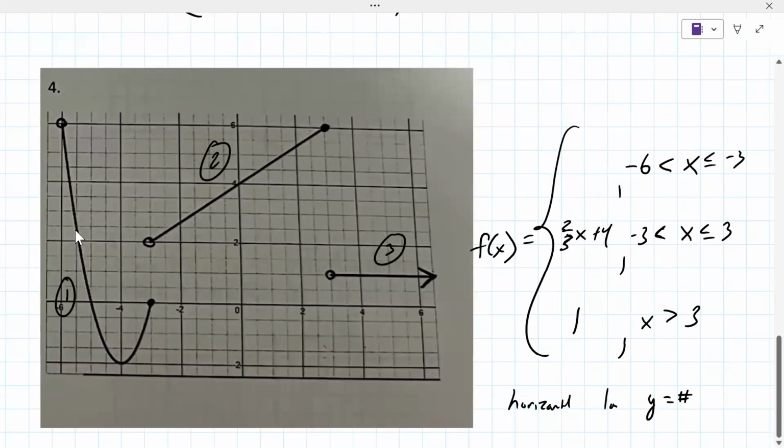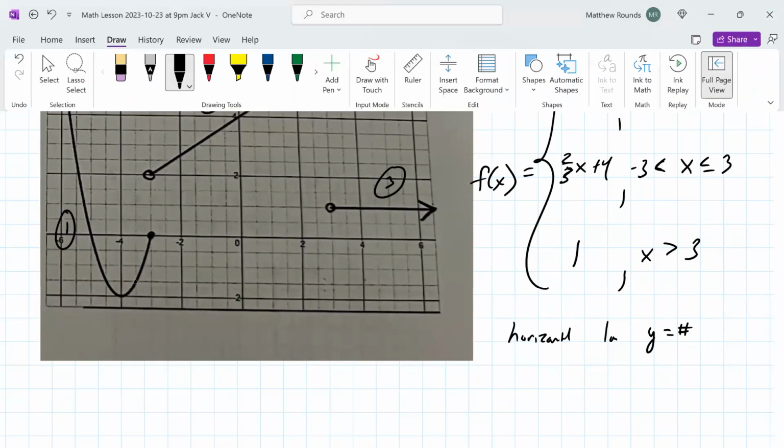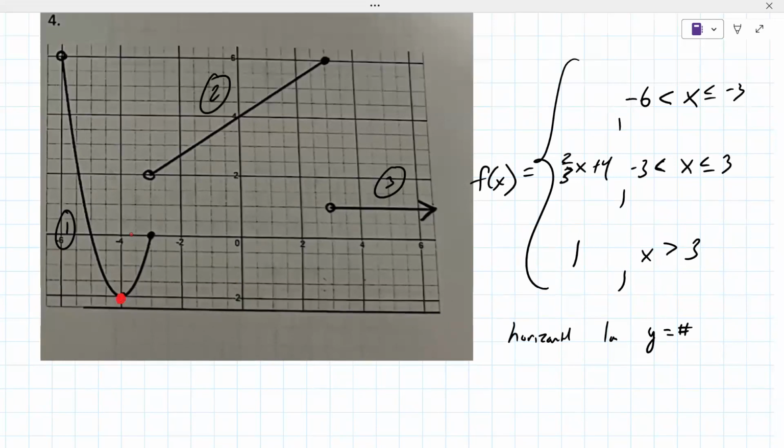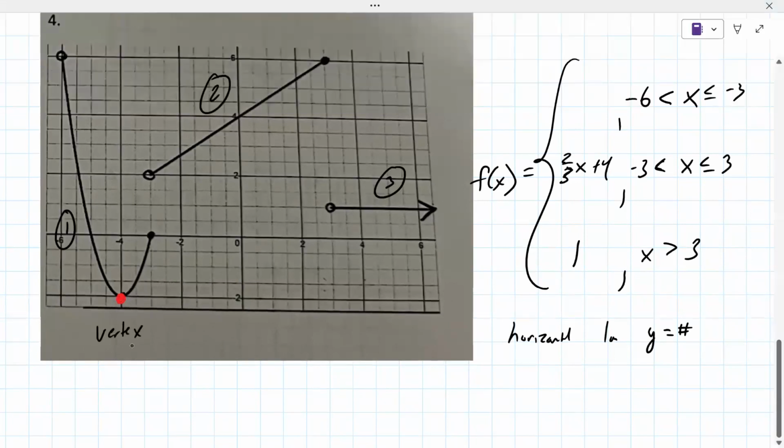Okay, now we have not done anything with quadratics yet, so this could be totally new. Do you remember what the name is of this point right here on the quadratic, where it's in red? No. It's called the vertex. So the vertex in this problem is -4, -2.